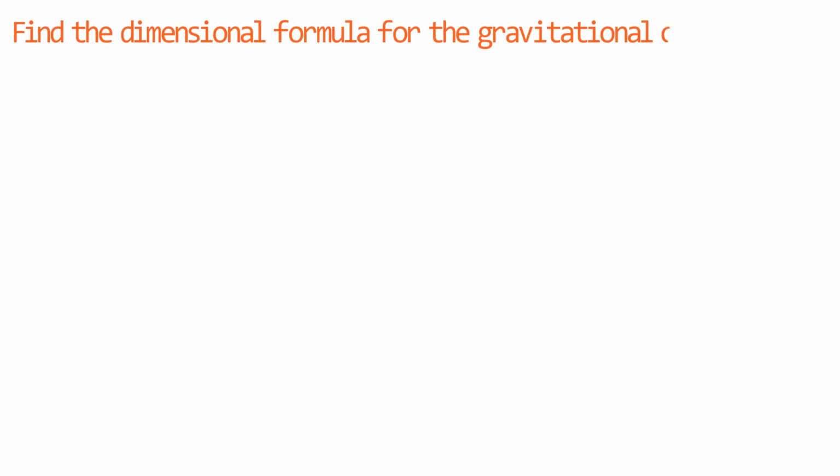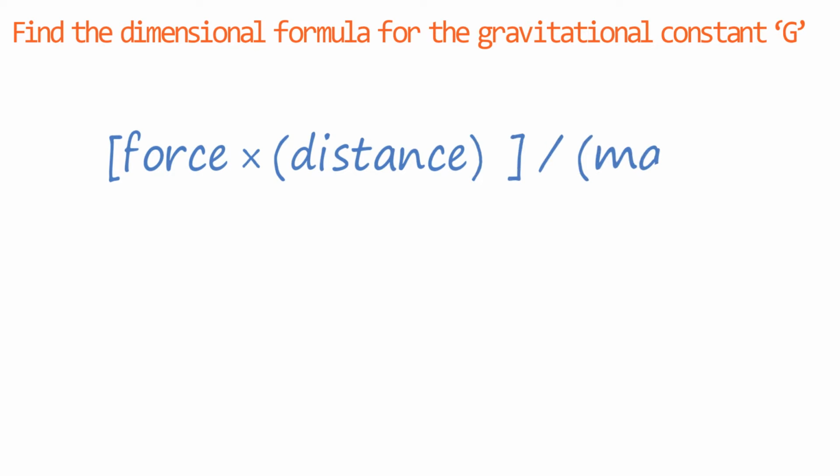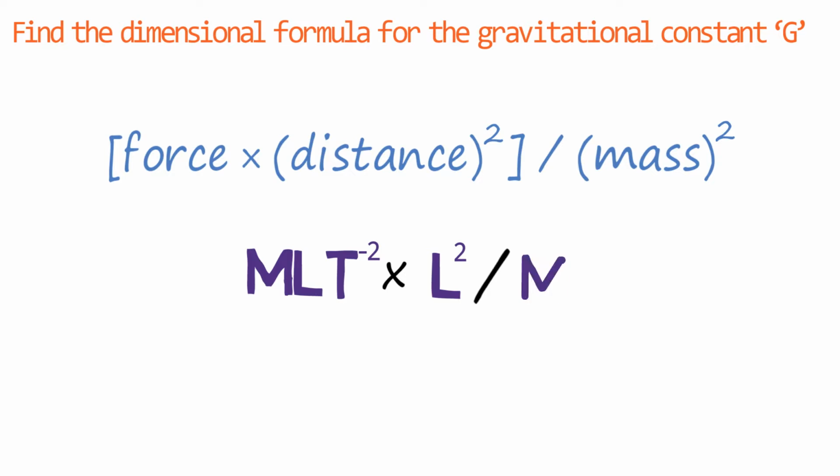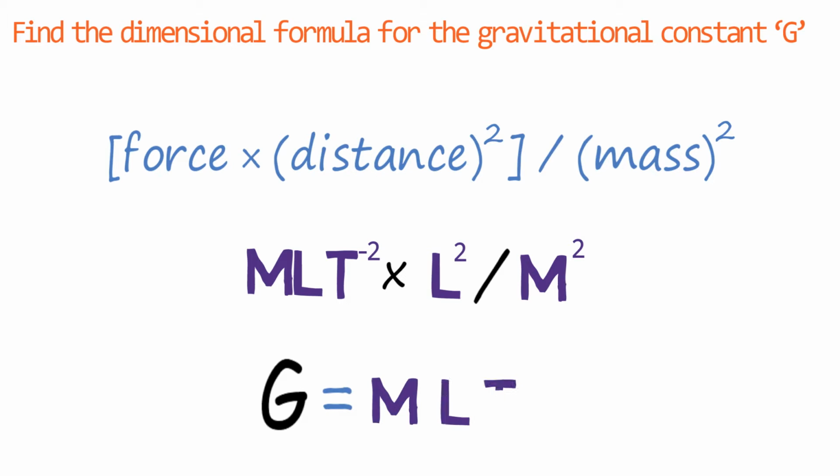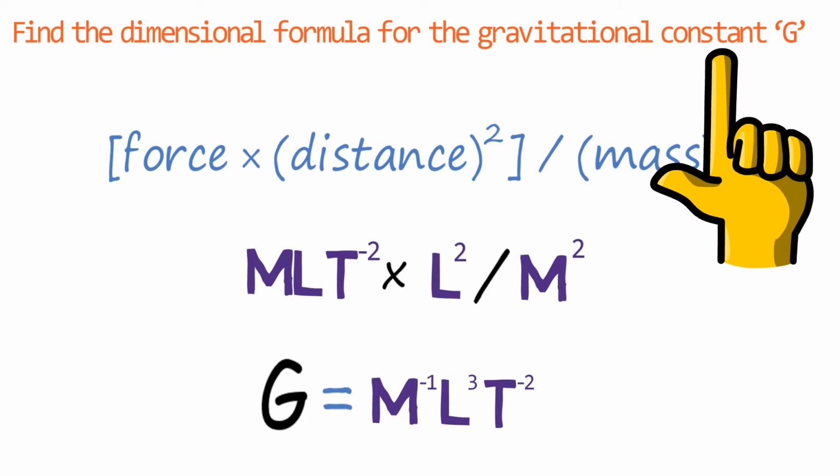Find the dimensional formula for the gravitational constant. Well, the expression for the gravitational constant is force multiplied by distance squared divided by the square of mass. So just by replacing the physical quantities with their dimensional formula, we get the dimensional formula for the gravitational constant. And by the way, check out this video if you don't know what a gravitational constant is. Moving on to the 10th question.